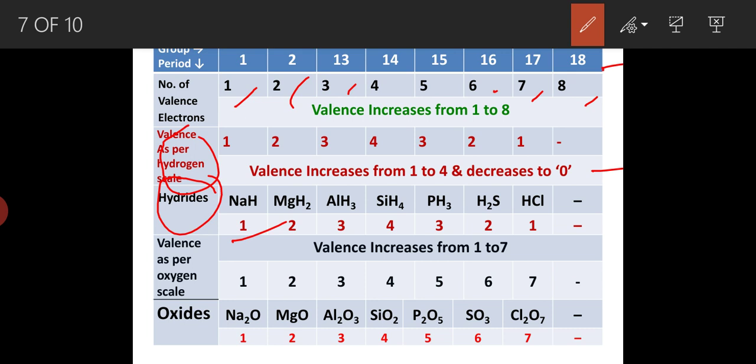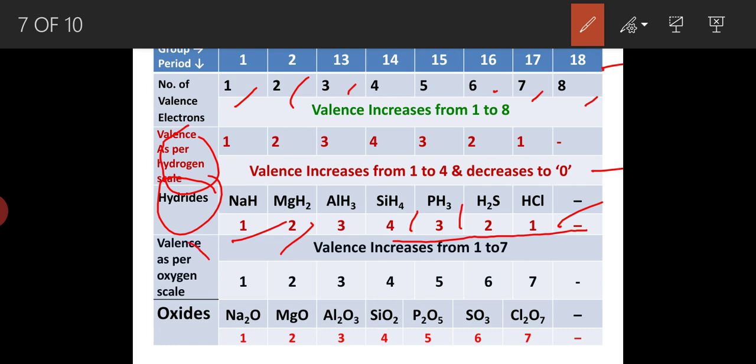In MgH2, magnesium hydride, magnesium is a second group element and has valence 2. In aluminum hydride, the valence of aluminum is 3. In silicon hydride SiH4, the valence of silicon is 4. In phosphine PH3, the valence of phosphorus is 3, and in H2S, hydrogen sulfide, the valence of sulfur is 2, and in HCl the valence of chlorine is 1. That means, as per the hydrogen scale, valence first increases from 1 to 4 and then decreases to 1.